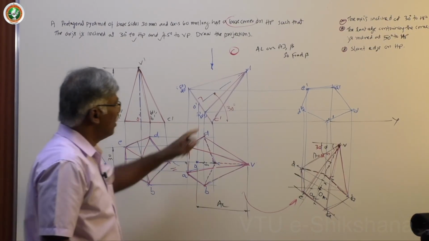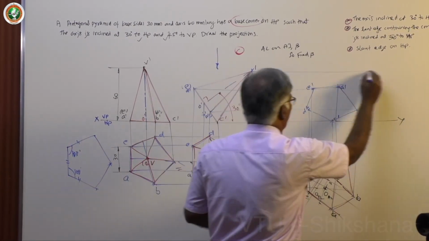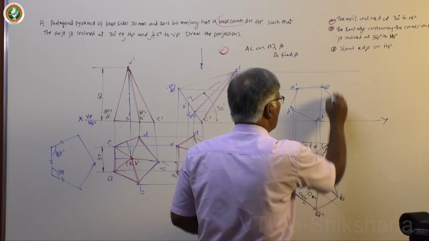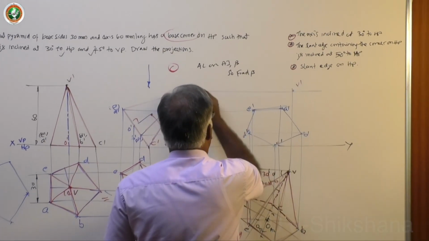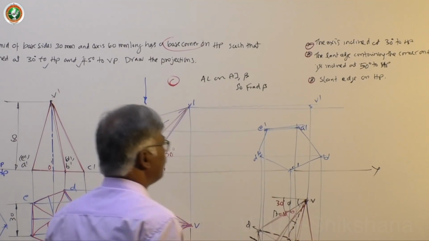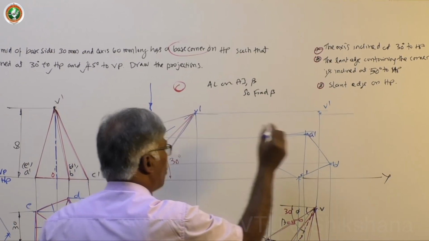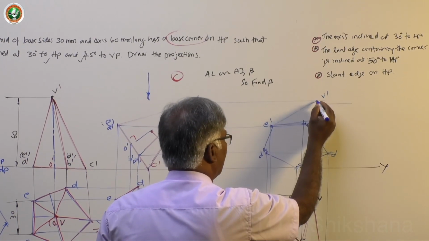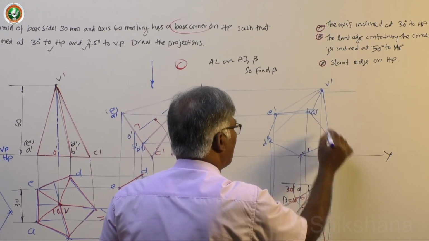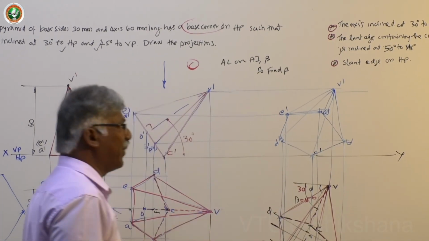Now mark V. Now join all corners of the pentagonal base with the apex.